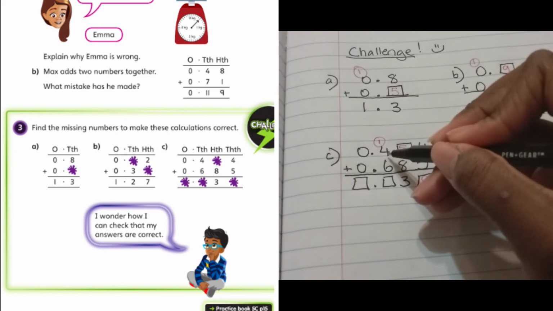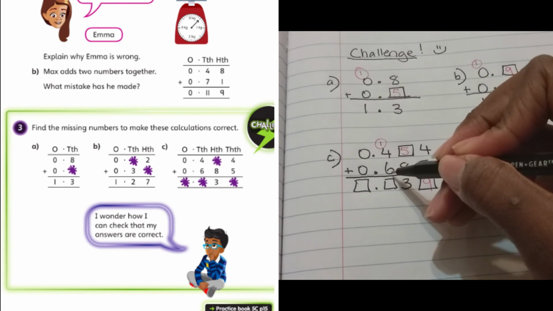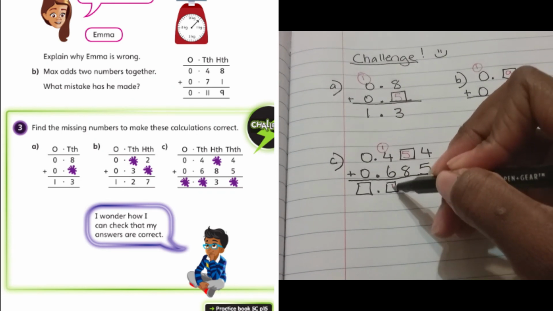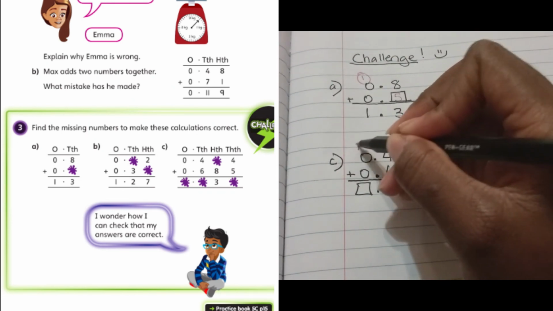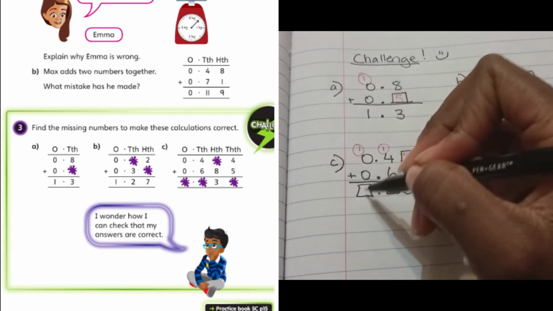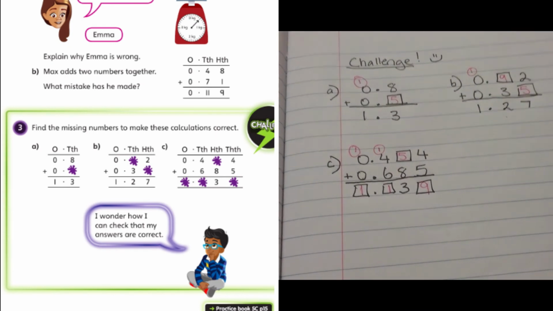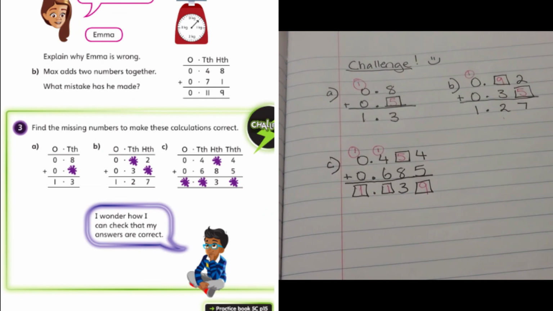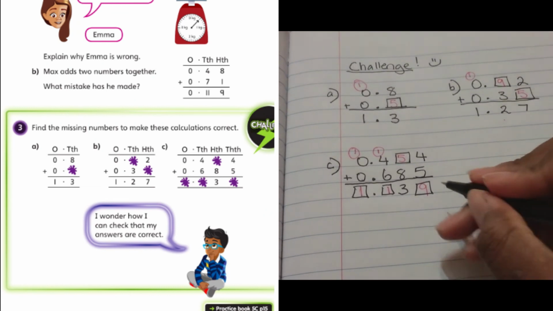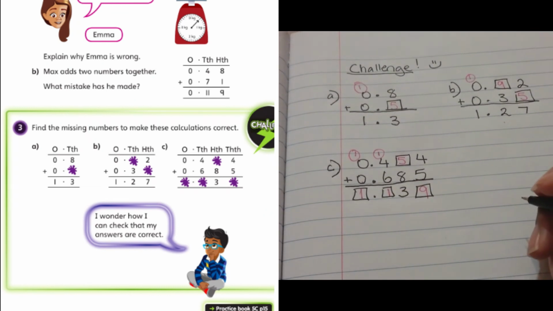1 plus 4 is 5. 5 plus 6 is 11. So I put down a 1 and carry a 1. 1 plus nothing, still 1. So the answer is 1.139, and I can go back through and check to see if I got it correct.